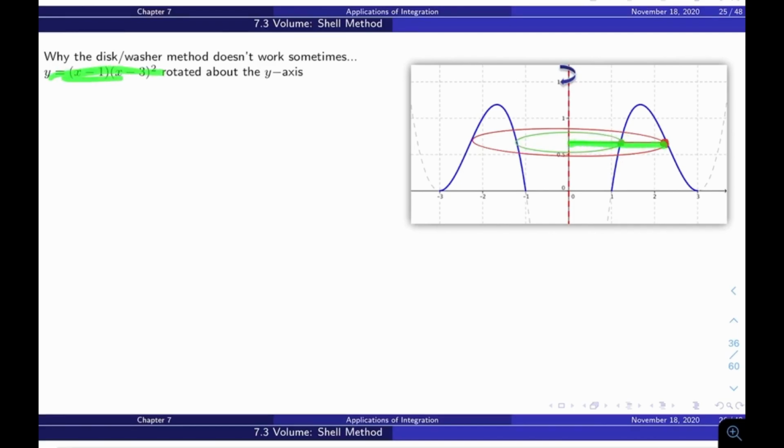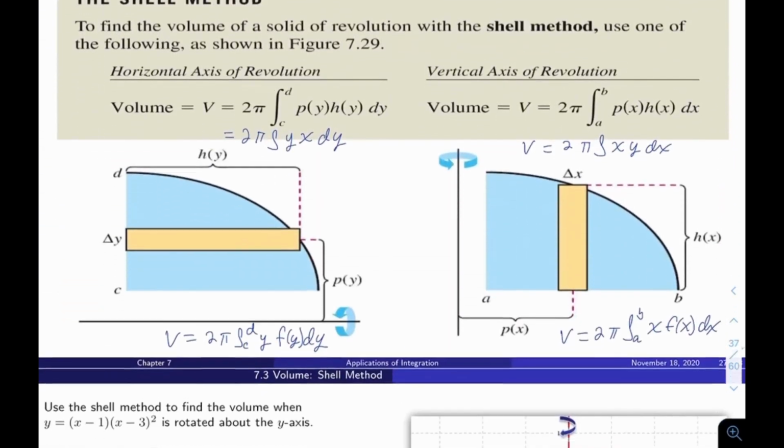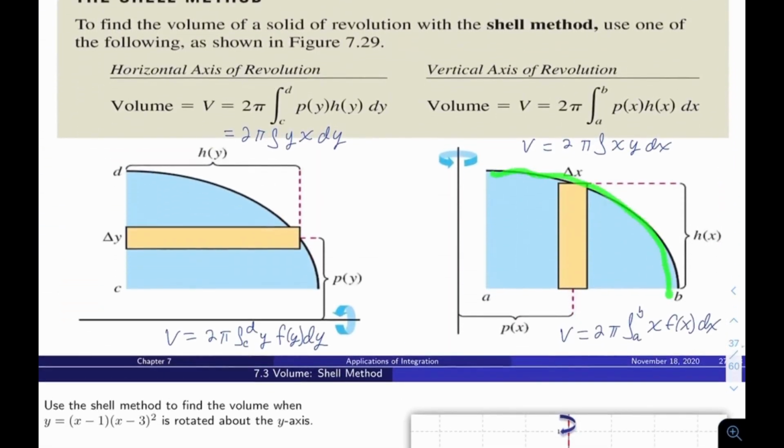I would get the hole that gets cut out to turn this into a washer. But the problem is when I go to find the radius, this radius and this radius are using the same function. So when I go to subtract r squared minus r squared to find the volume by the disk method, I'll be subtracting the function and I'll wind up with 0. So the way to remediate that or to fix that is to use what's called the shell method.